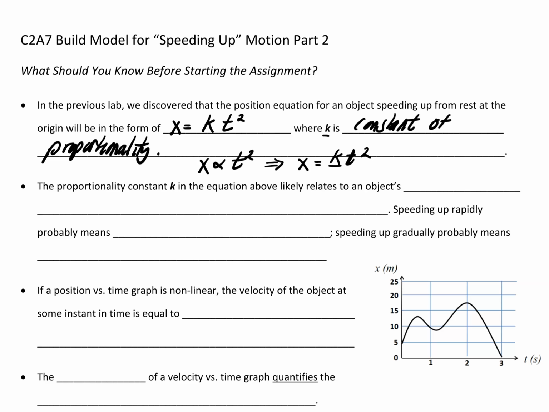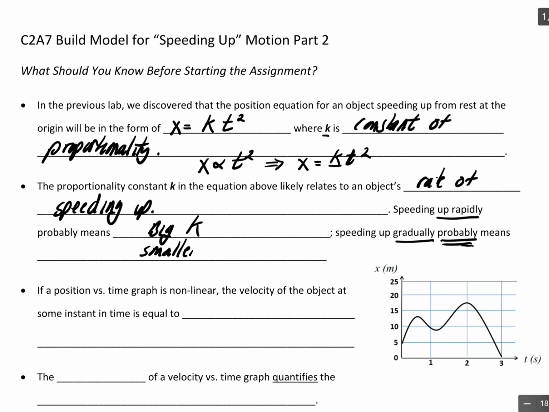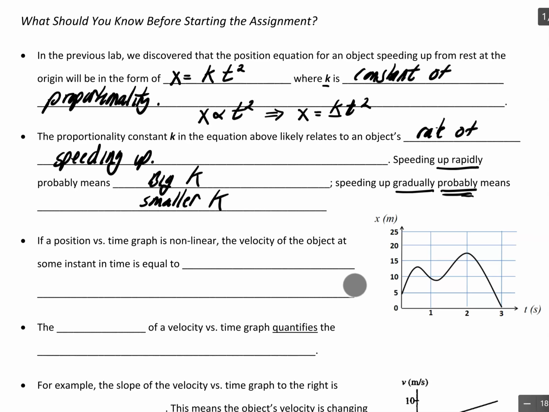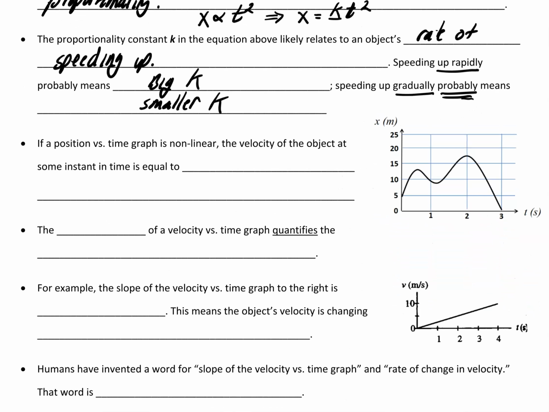Who knows? Next bullet: this proportionality constant k in the equation above likely relates to an object's rate of speeding up. Speeding up rapidly probably means a bigger constant of proportionality. Speeding up gradually, we're not totally sure, but probably means a smaller constant of proportionality. So we're going to be using the letter k for this constant in front of the t squared.